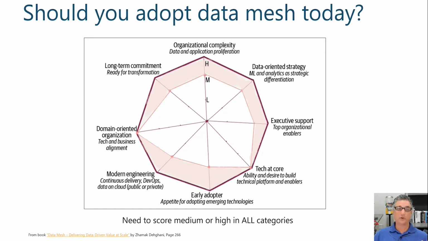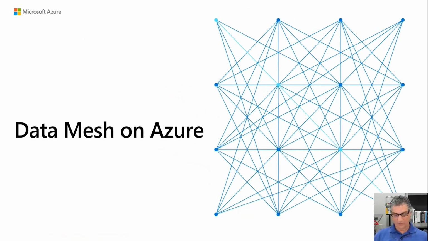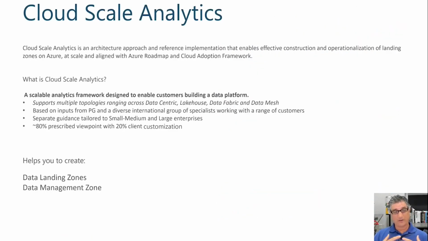And maybe you will look at the other architectures and go, well, in my situation, those other architectures are better. And then finally, just a couple of slides on if you're using Azure, Microsoft has what they call cloud scale analytics. This is a way to build out what they call the data landing zone and the data management zone. This is the underlying data lake that you would build for not just the data mesh, but you could use it for other products on there. And so you'd want to learn about this.